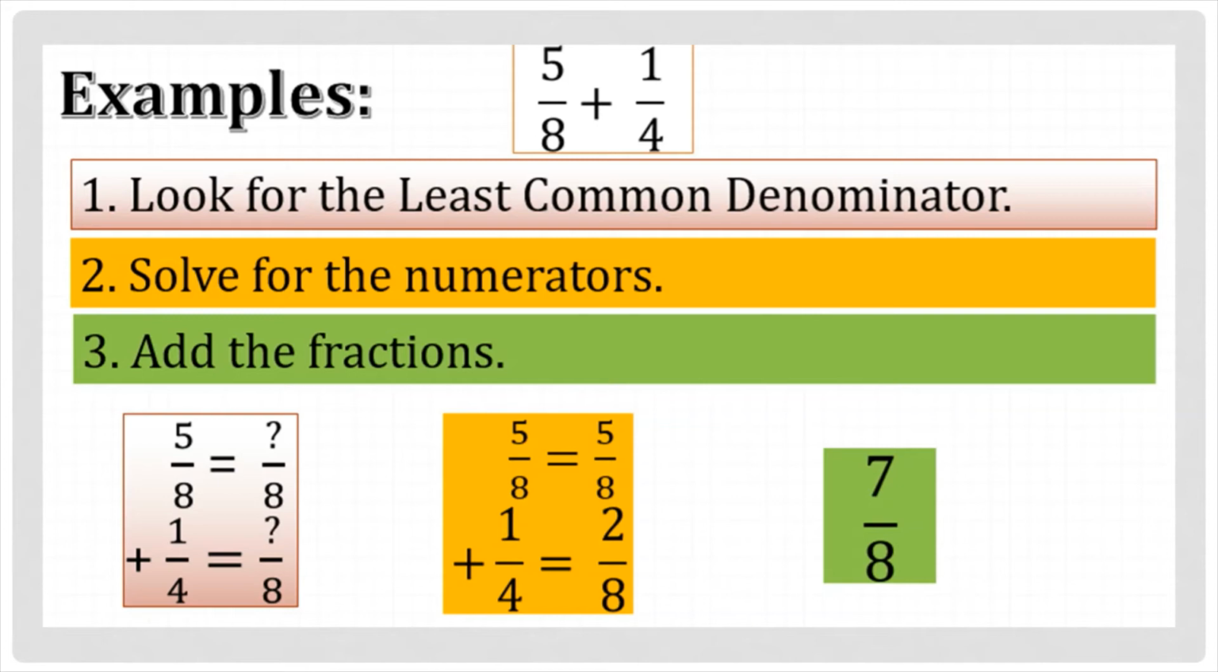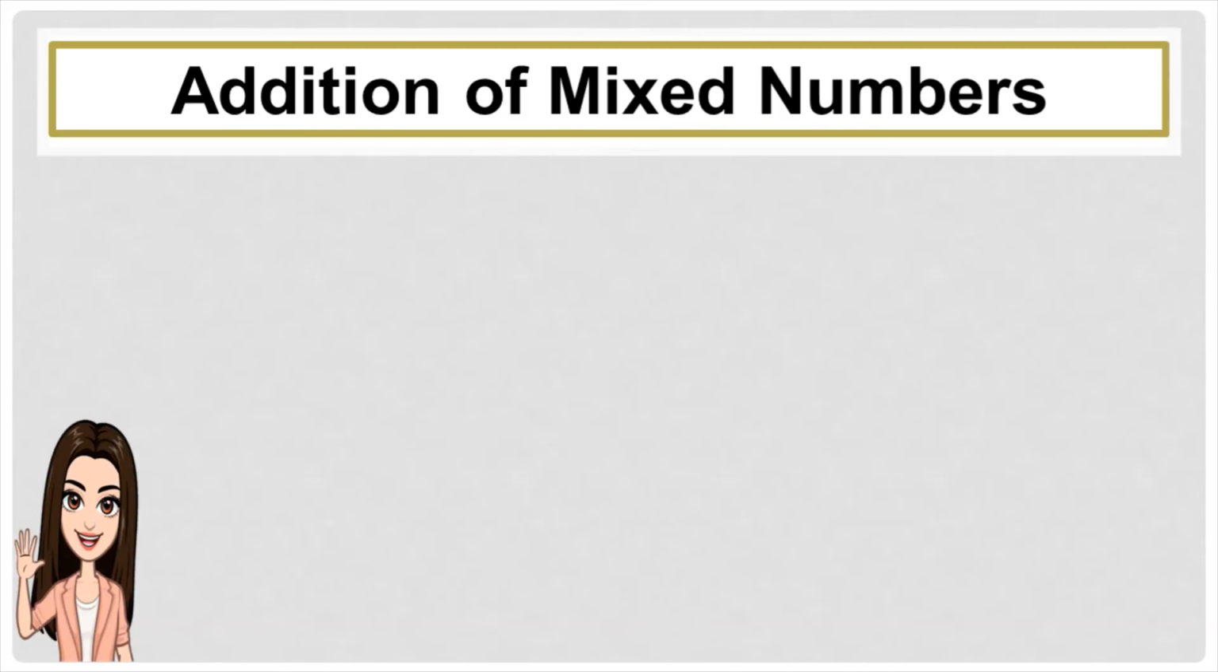Now, how do we change 1/4? Let us write the 8 as their LCD. So the LCD 8 is divided by 4. So 8 divided by 4 is simply equal to 2. Then 2 multiplied by 1, which is our numerator, is equal to 2. So 1/4 became 2 over 8. Now, we can add the fractions because they are both similar. And 5 over 8 plus 2 over 8 is equal to 7 over 8.